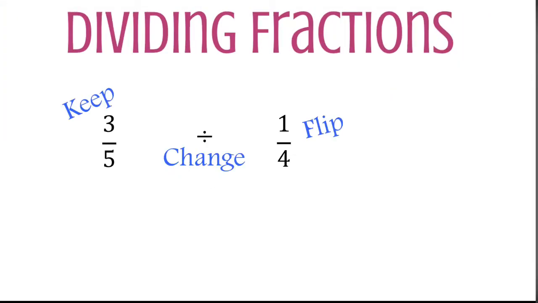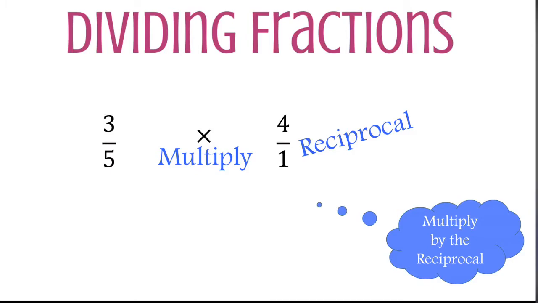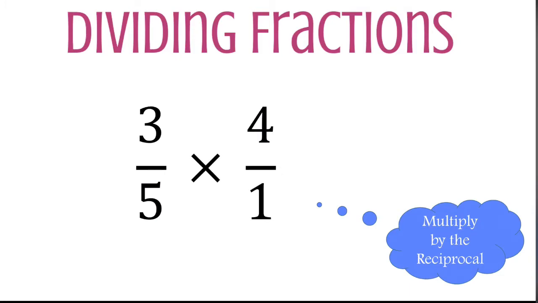This method is often referred to as keep, change, flip. But to use the proper mathematical terminology and to help you remember what this actually does, we're going to use the proper wording: multiply by the reciprocal. We take 3/5, and instead of dividing, we multiply, and instead of using 1/4, we use the reciprocal. So again, this method becomes multiplying by the reciprocal. 3/5 multiplied by the reciprocal gives us a new problem of 3/5 times 4 over 1.